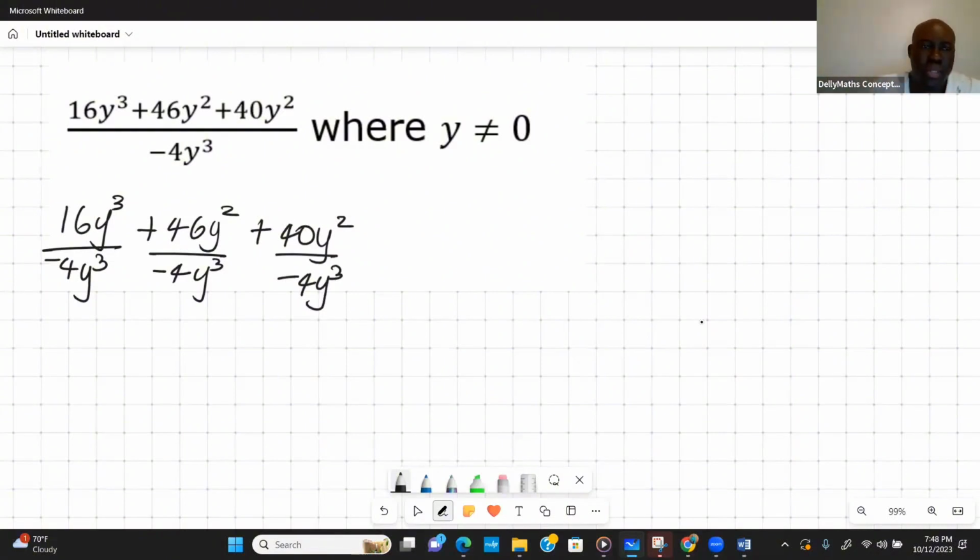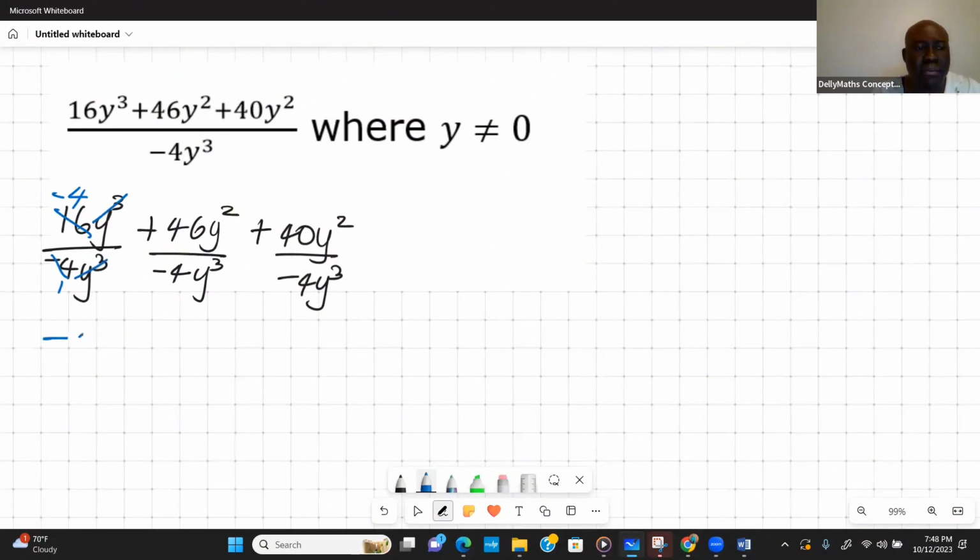So we could quickly go through this. So let us take a look. This negative 4 will cancel itself one time, but it's going to cancel into the 16. It's going to give me negative 4, right? And then y to the third will cancel fully itself, y to the third.